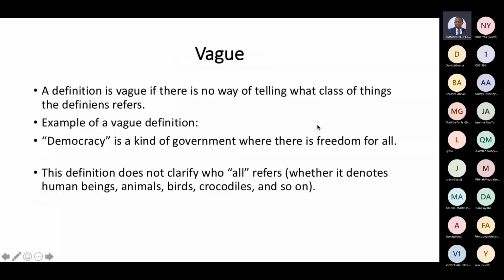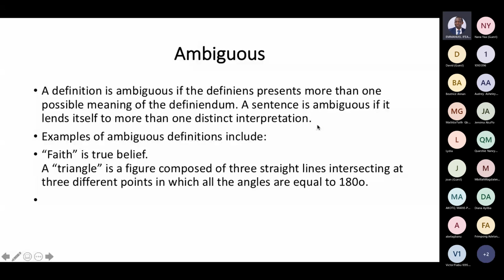Then the definition is vague if there's no way of telling what class of things the definition refers to. Democracy is a kind of government where there's freedom for all. Freedom for all. The all is vague, so the definition is vague. Ambiguous. The definition is ambiguous if it presents more than one possible meaning of the definiendum. The sentence is ambiguous if it lends itself to more than one distinct interpretation.